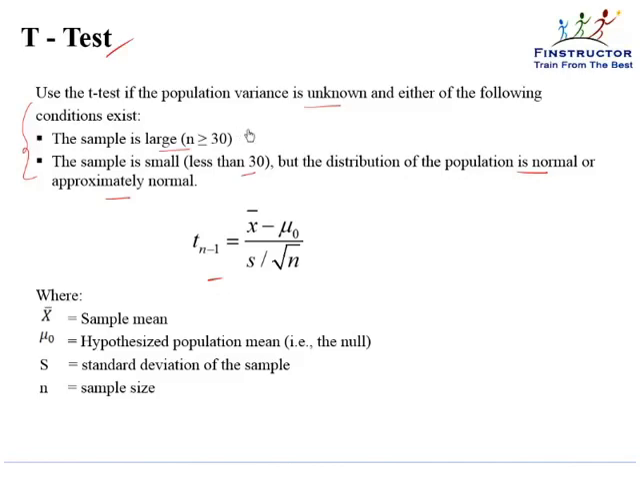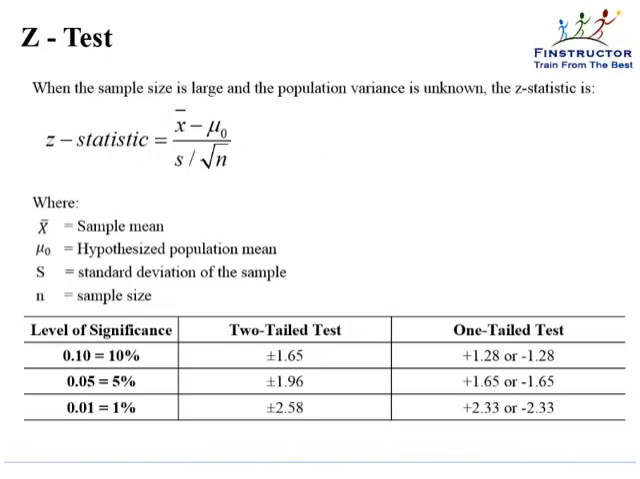And you should use a t-distribution when the sample is small and population is normal, or when population is not normal or the population variance is unknown and the sample size is greater than 30. We've studied the Z test. We've conducted 2 Z tests in the previous slides.